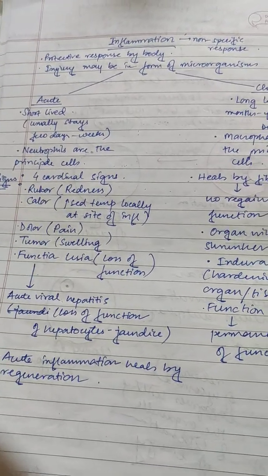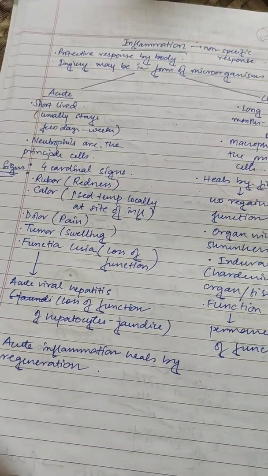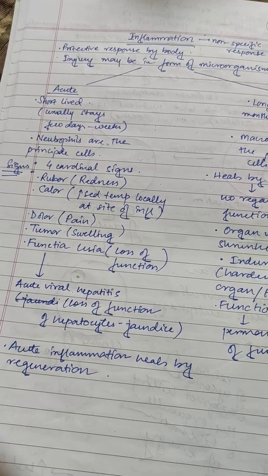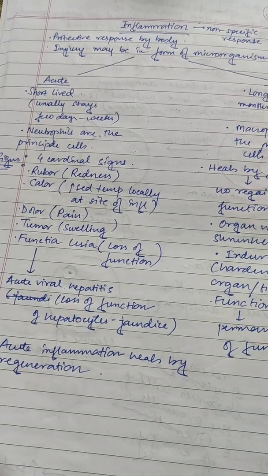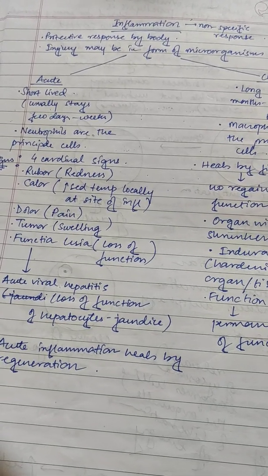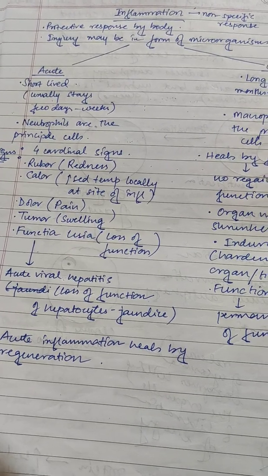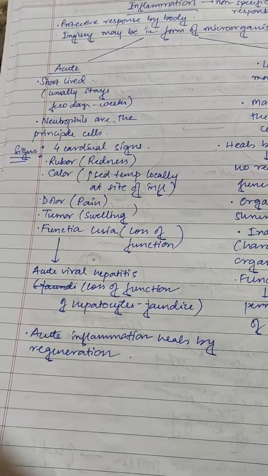What are the signs of acute inflammation? There are four cardinal signs. First is rubor, or redness. Then calor, or increased temperature locally at the site of inflammation. Then comes dolor, pain, and lastly tumor, or swelling. So four cardinal signs basically: rubor, calor, dolor, and tumor.